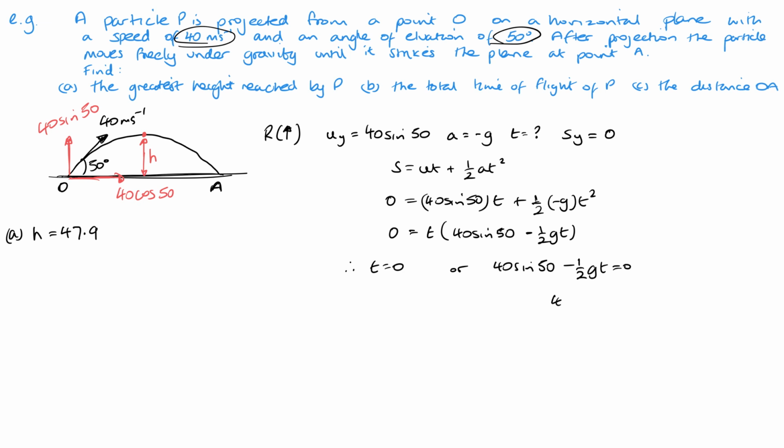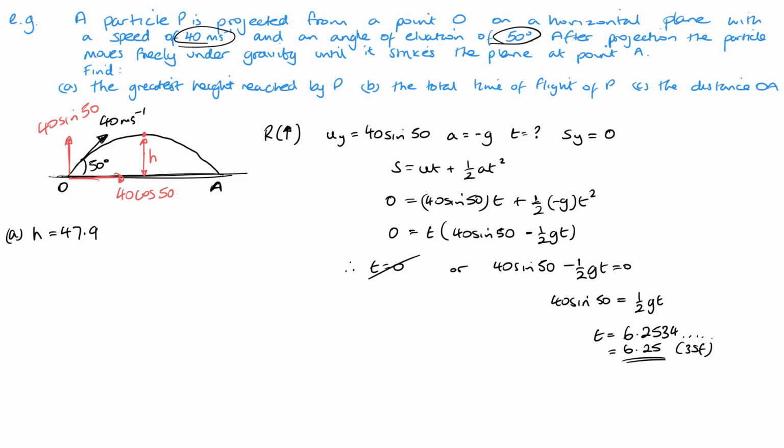So all I need to do now is rearrange the second one here, so half gt, and then in my calculator, 40 sine 50 times 2 divided by 9.8, and that is 6.2534 and so on. So we're going to write 6.25 and leave it to 3 significant figures. Obviously this is the one we want. The 0 is not what we want for this question, but it is obviously a valid answer for the time.